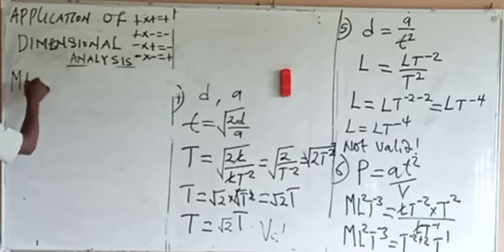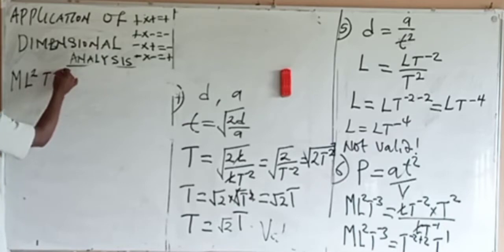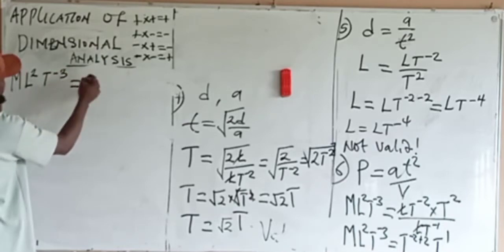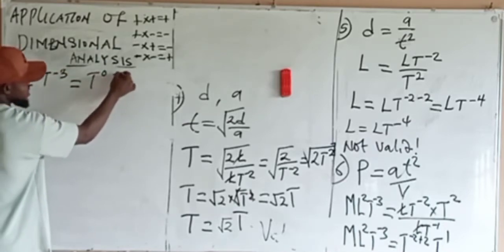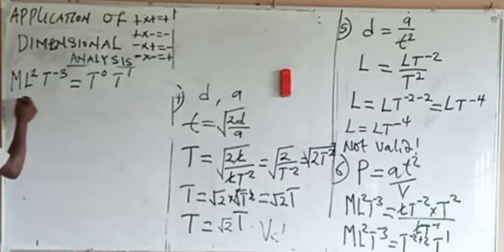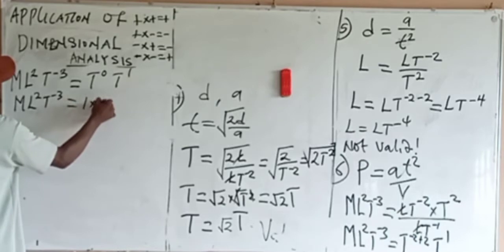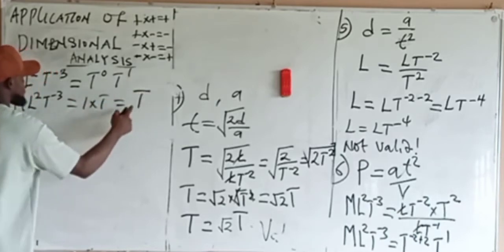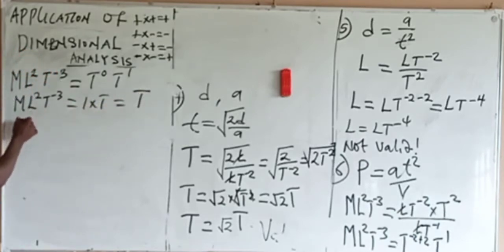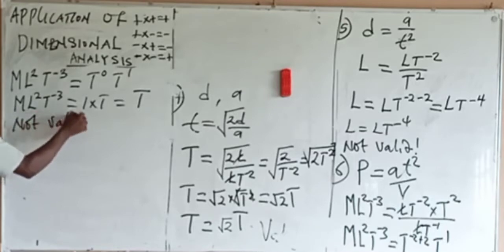Therefore, we'll be having m all squared t raised to the power minus 3 to be equal to t raised to the power 0 times t raised to the power 1. That will be m all squared t raised to the power minus 3 equal to 1 times t, which is equal to t. This and this are not the same. That's not valid.